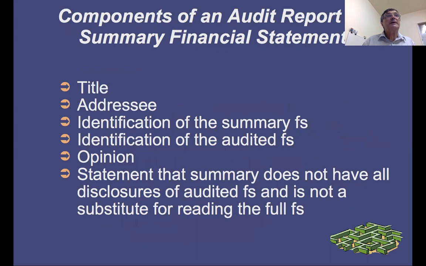The audit report is pretty much what we would expect, except that we have to not only identify the summary financial statements that we are reporting on, we have to identify the full audited financial statements, which may not, of course, be attached to the summary. We have to state, because the readers are mentally defective, that a summary does not have all the disclosures of the full audited financial statements, and there's no substitute for reading the full financial statements.